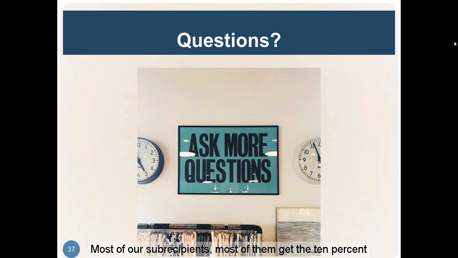So most of our subrecipients, most of them get the 10% de minimis. We don't have very many that have federally negotiated. Really? Okay. Direct cost rates. So if they are including their rent and utilities and all of that as their direct administrative cost, and then they are getting their indirect 10% indirect de minimis.